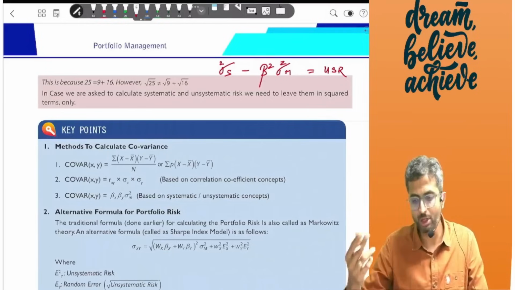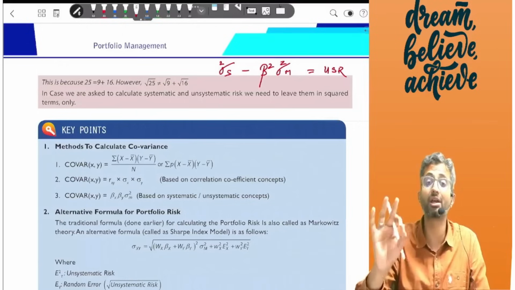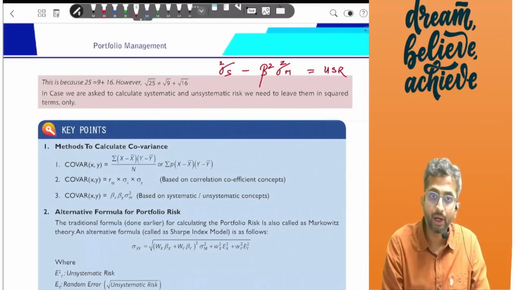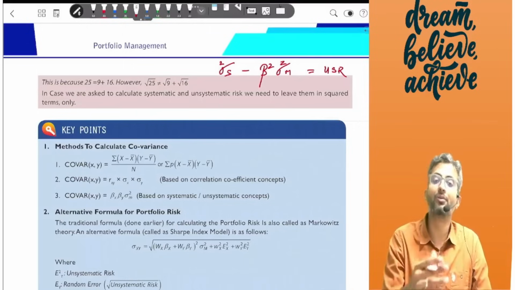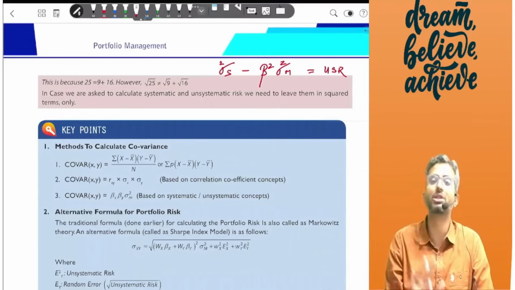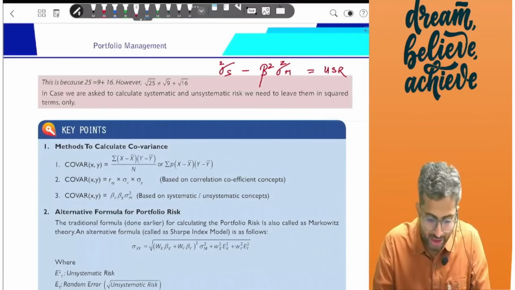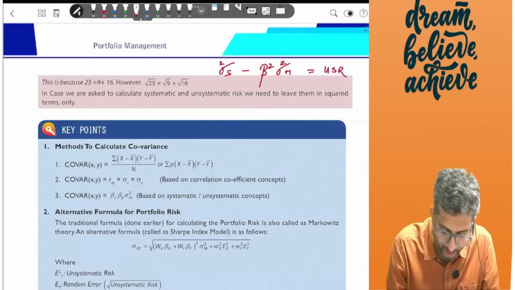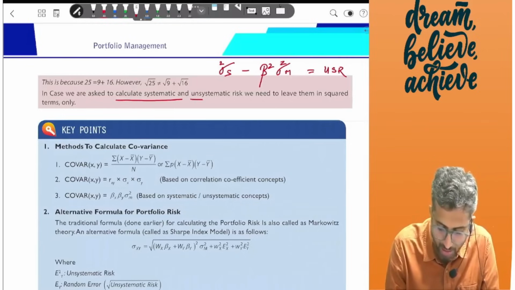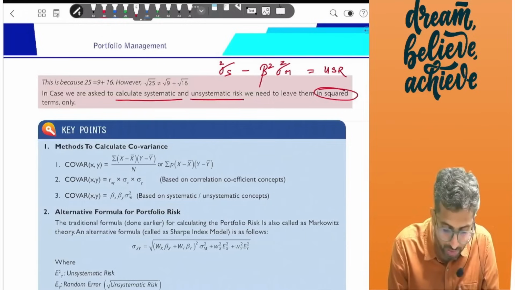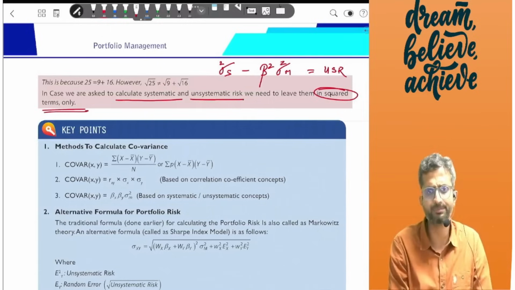And as a result, when you find the unsystematic risk as a balancing figure, this is going to be a squared term. And hence you will first find it as a squared term, and then you will square root it if required. So this is a fairly important thing: if you are asked to calculate systematic and unsystematic risk, we need to leave them in squared terms only.